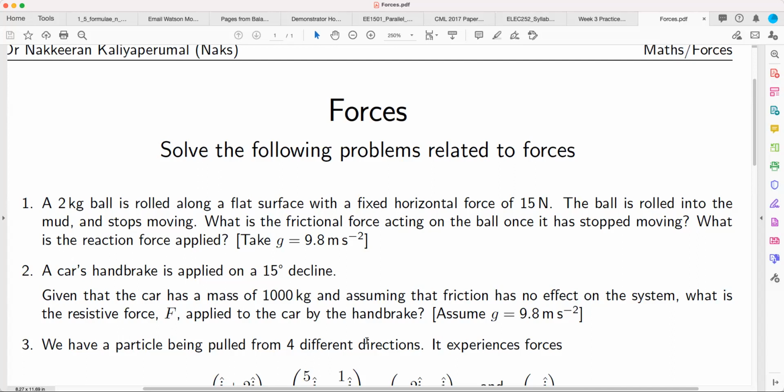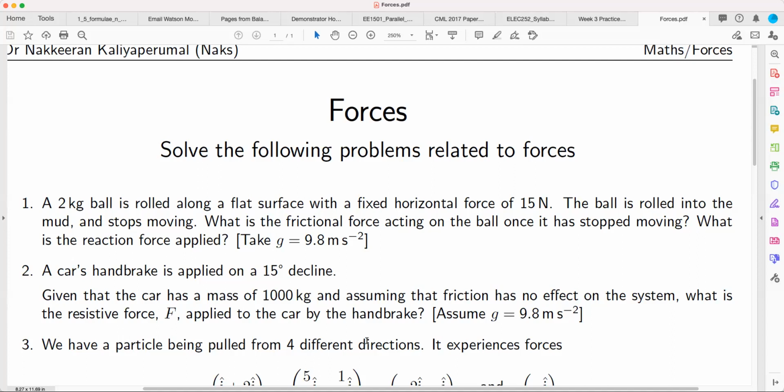So when it was on the flat surface, it was having a 15 Newton force horizontally, which was making the ball roll, and gravity was acting vertically downwards, 9.8 meter per second square. That acceleration due to gravitational field strength multiplied with the 2 kg will give you the weight of the ball. Do you get that? Yes. That force is trying to get it down.